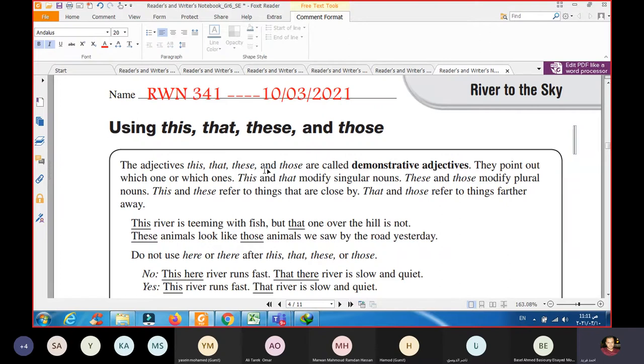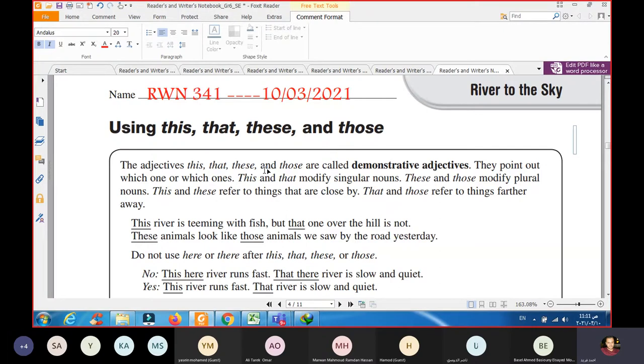That's for when you are pointing to something which is very near or near to you. This is Basil. It means that Basil is just two steps far of me. But that is Mahmoud. It means that Mahmoud is at the end of the class. He is very far of me. So this is for singular, which is close to me. That is for singular, male or female, which is far of me.